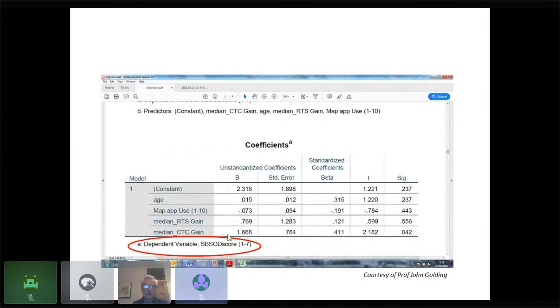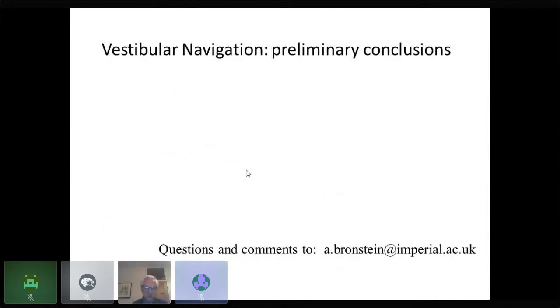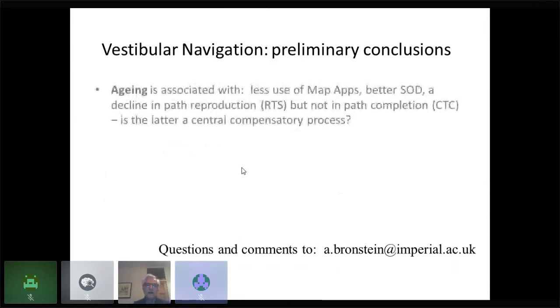If you actually look at the Santa Barbara score and throw all the variables into a multiple linear regression analysis, the one that remains significant is the CTC gain, the vestibular navigation complex task, which remains statistically significant. So this is my last conclusion slide. Vestibular navigation, preliminary conclusions.